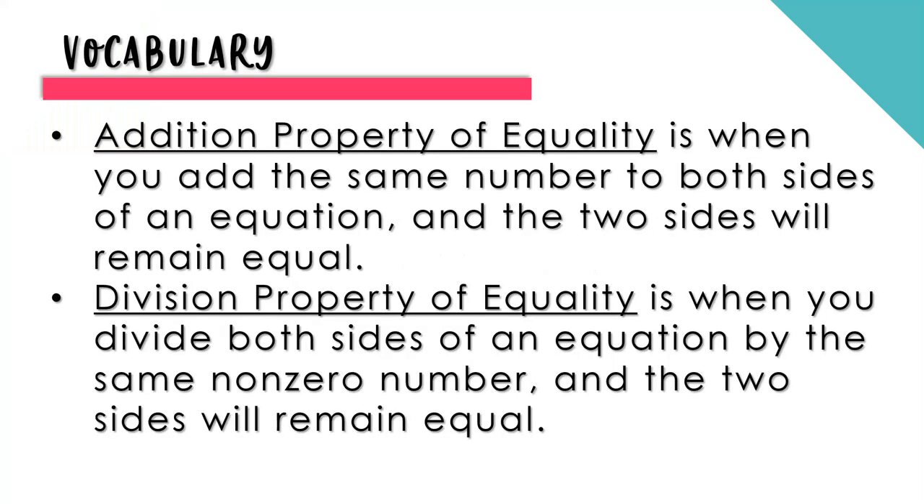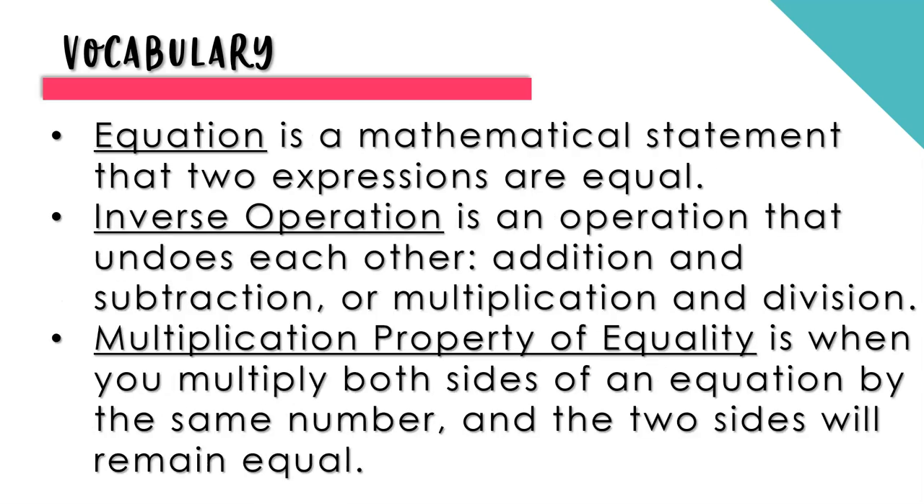Let's look at the vocabulary words. Addition property of equality is when you add the same number to both sides of an equation, and the two sides will remain equal. Division property of equality is when you divide both sides of an equation by the same non-zero number, and the two sides will remain equal. Equation is a mathematical statement that two expressions are equal. Inverse operation is an operation that undoes each other, addition and subtraction, or multiplication and division.